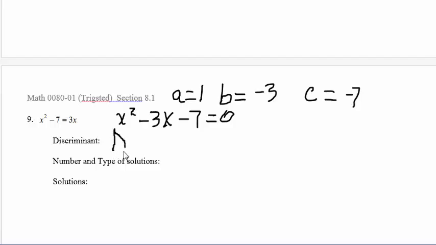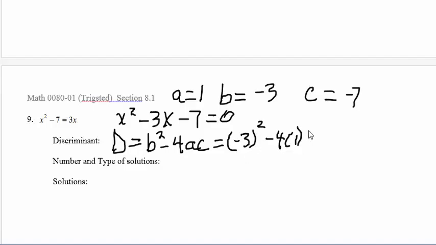So the discriminant, which we call d, is b squared minus 4ac. So that's the square of negative 3 minus 4 times 1 times negative 7 equals 9. Negative 3 times negative 3 is 9. Minus 4 times 1, which is negative 4, times negative 7, plus 28. So that double negative becomes a positive. So this equals 37.